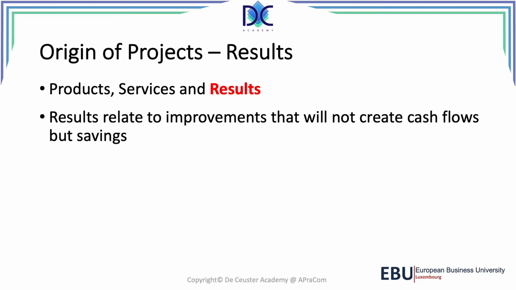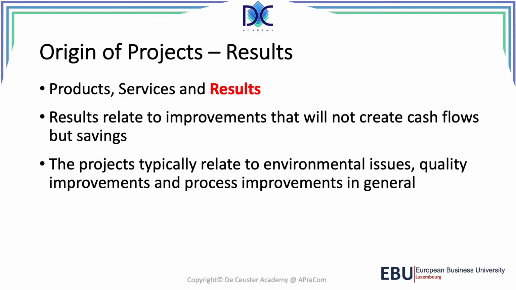When we look at results, it's a little bit different here. A result typically relates to improvements. And these improvements will not create cash flows. So we are doing something that has to be improved. And typically here we have to consider this as a saving. So a negative cash flow or reducing the negative cash flow. We're reducing the cost, which basically is an extra income. So we're going to use the savings as the parameter to evaluate the efficiency of the project.